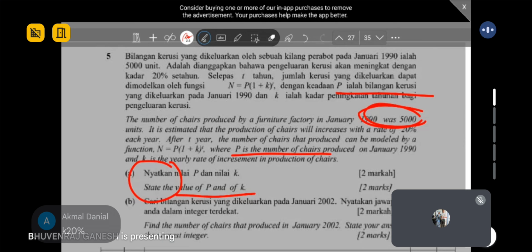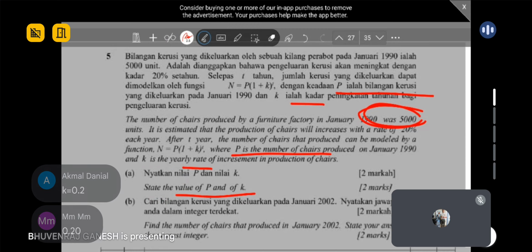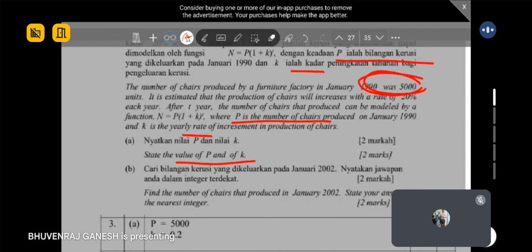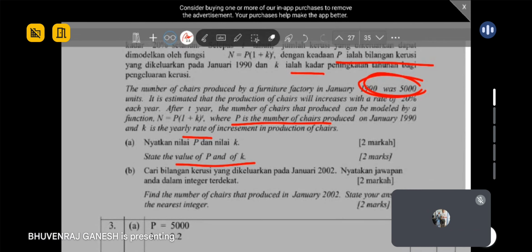What is your K value? Careful. K is the rate, you know, guys. K ialah kadar. So is kadar written as 20%? Yes or no? Kadar kena hati-hati. Yes, correct. You must write as 0.2. Very good. So your answer is P is 5,000 and K equal to 0.2.